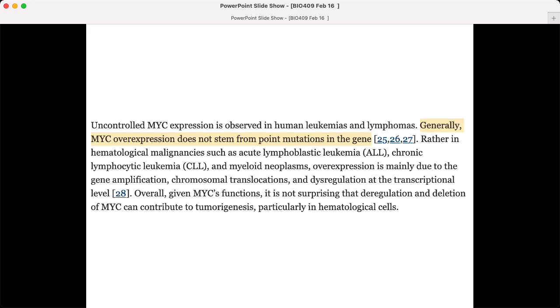So we talked about those, and here's the way they write about it. It says, generally, Myc overexpression does not stem from point mutations in the gene. In general, there are these other mechanisms. In intro bio, you learned about point mutations, insertions, deletions, and so forth. But there are these other chromosomal rearrangements, like a translocation or a duplication, that can be problematic. So that's what they're trying to say there.